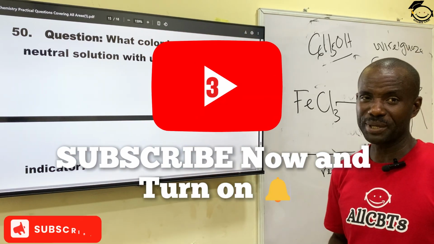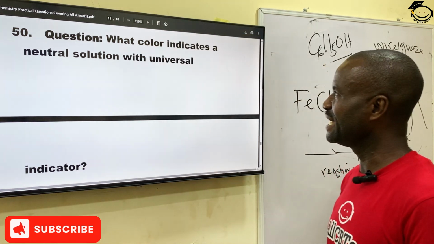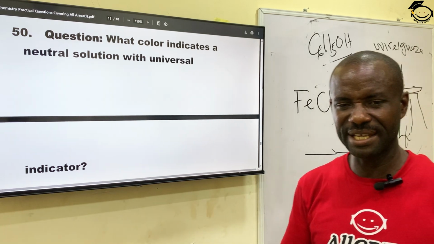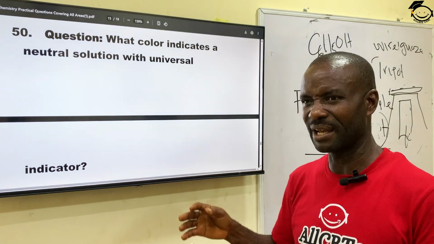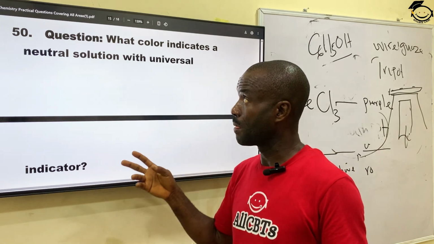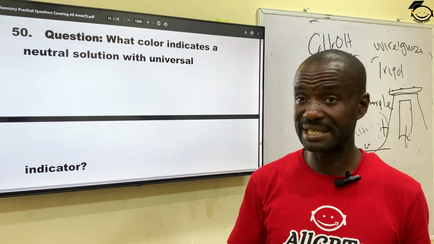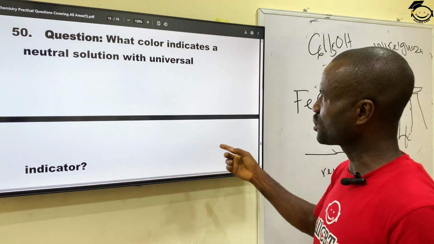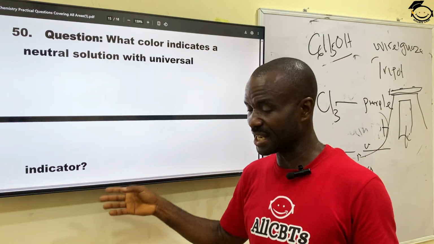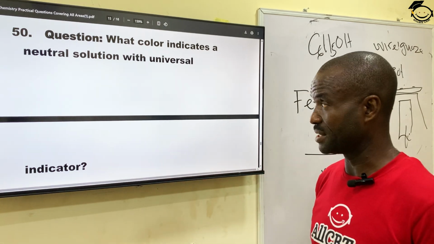Question 50, which is going to be the last question for today. It says, what color indicates a neutral solution with a universal indicator? A universal indicator is an indicator that has a series of color ranges, which indicates the nature of the solution, either an acid, neutral, or whatever. So for us to identify a neutral solution in this case, the universal indicator has to turn green, telling you that the solution is neither acid nor base.